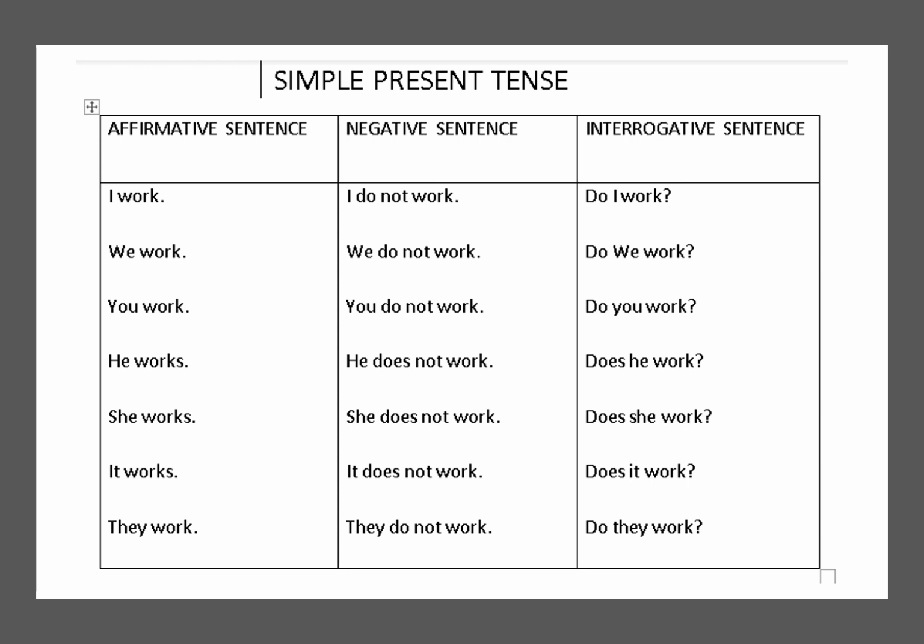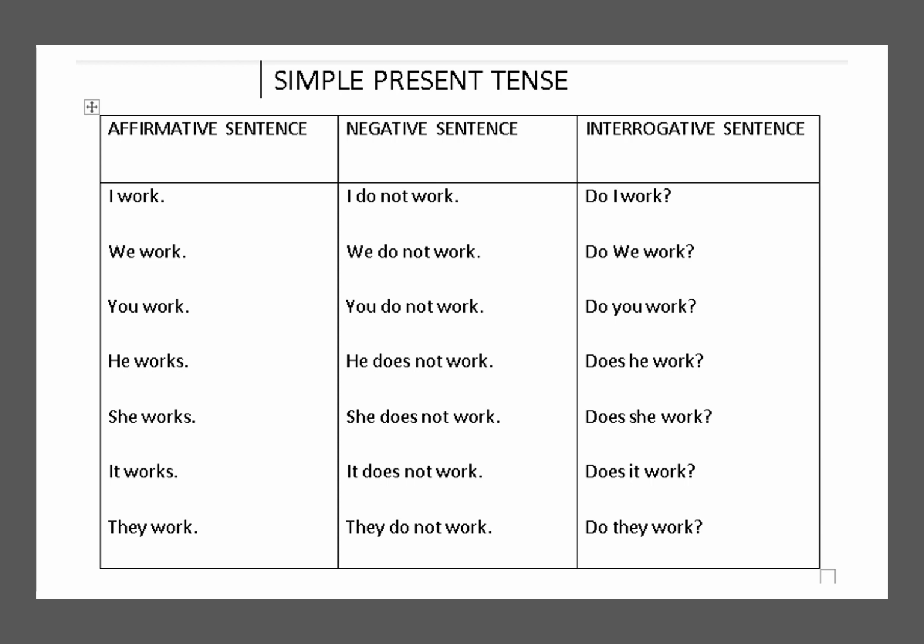Now let us understand negative sentences. Negative sentences are sentences with the word not. For example, if you have an affirmative sentence like I work, how will you change it into a negative sentence? It will become I do not work. Similarly, we work will change to we do not work. You work will change to you do not work. Now let us look at the examples after that.